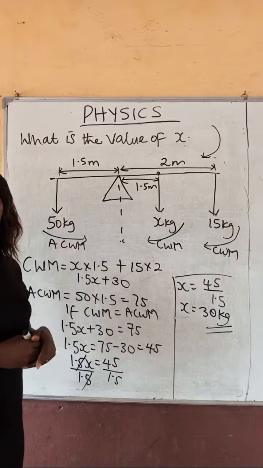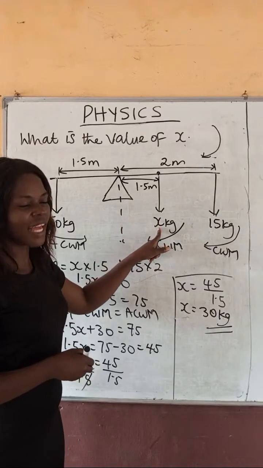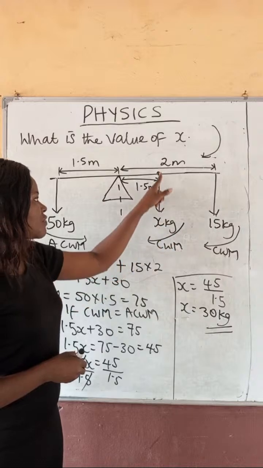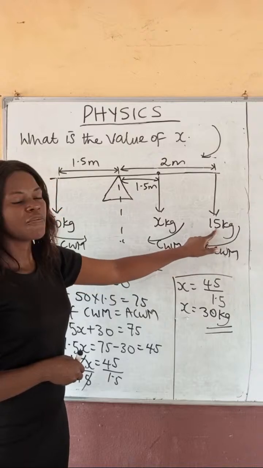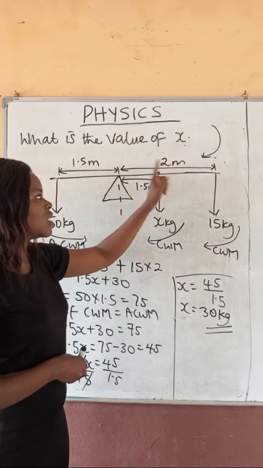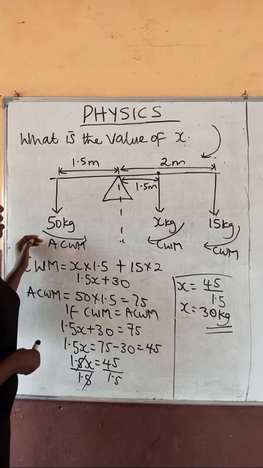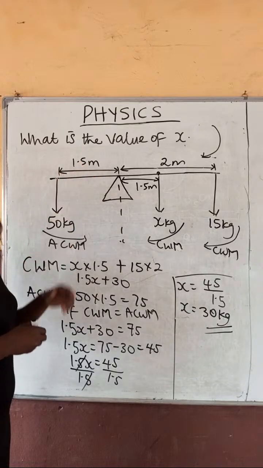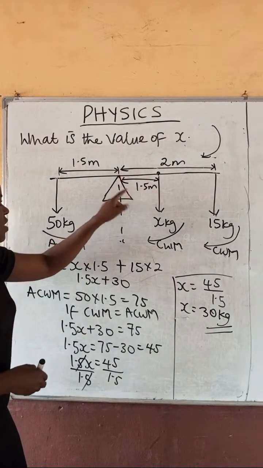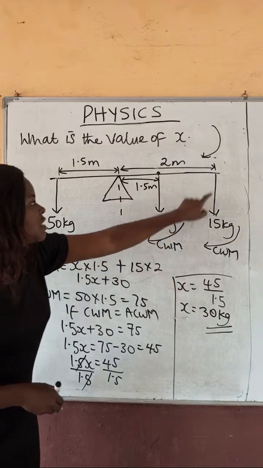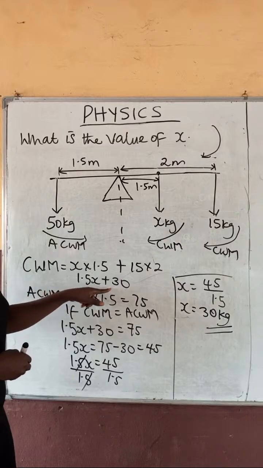And if I'm resolving it, what is the moment? The moment is the force and the perpendicular distance. So the force here is x, even though we are looking for x. The distance from here to here is 1.5, okay? Plus this one, the force is what? 15. The distance from here to here is what? 2 meters, right? Okay, so the anti-clockwise moment is 50. Distance from here to here is what? 1.5. So we worked it out by saying x times 1.5, okay? Plus 15 times 2. And that was 1.5x plus 30.